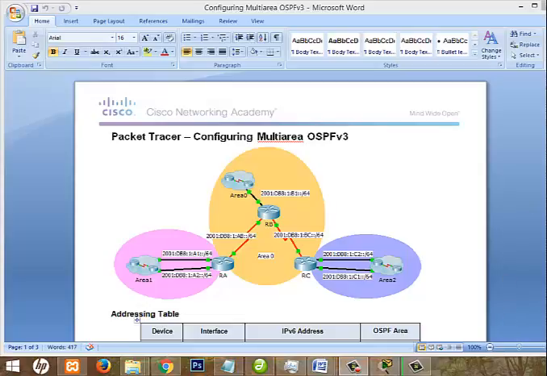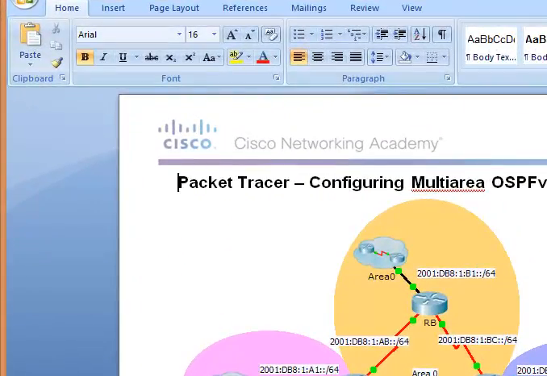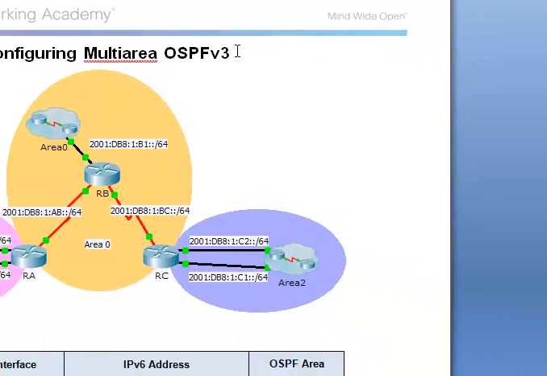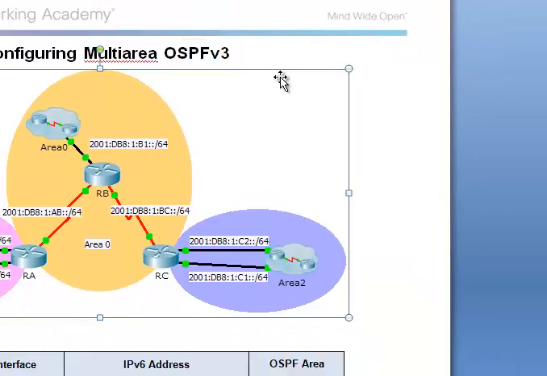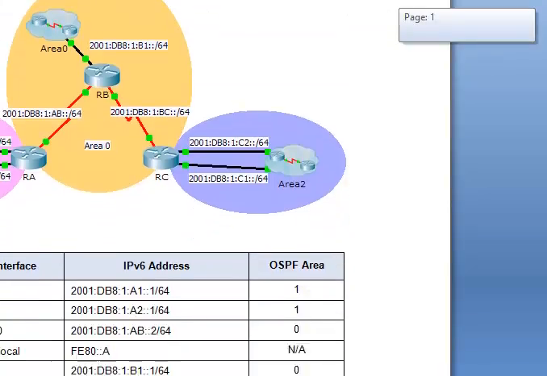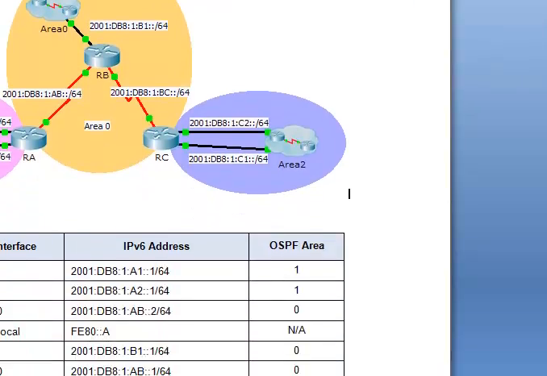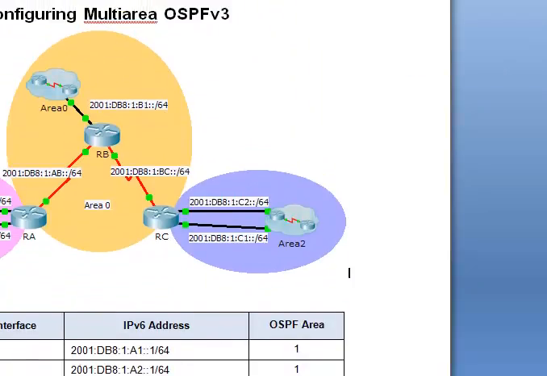Now we are moving on to the fifth experiment, which is about Multiarea OSPF version 3. We have already done an experiment in experiment 3 of this lab about Multiarea OSPF using version 2. In OSPF version 2, we looked at how to configure different areas. Now we'll see how to configure different areas in a network using OSPF version 3.